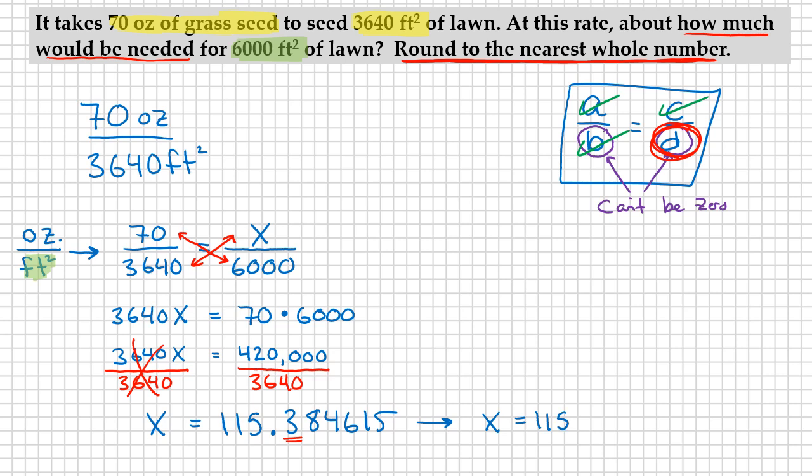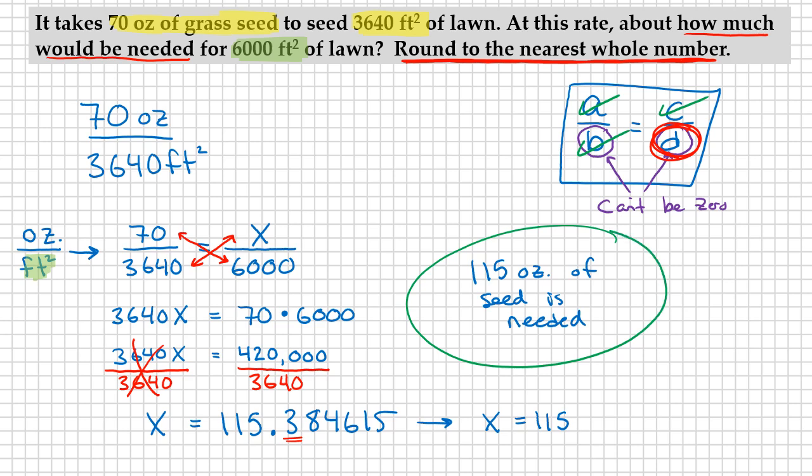115. Well, the original problem is using words, so our final answer should also use words. The question is, how much would be needed? We could say 115 ounces of seed is needed. It's always a good idea to express your answer in the form of a statement. It's a word problem, word answer. All right, so that is it. That's solving an equation using a proportion.